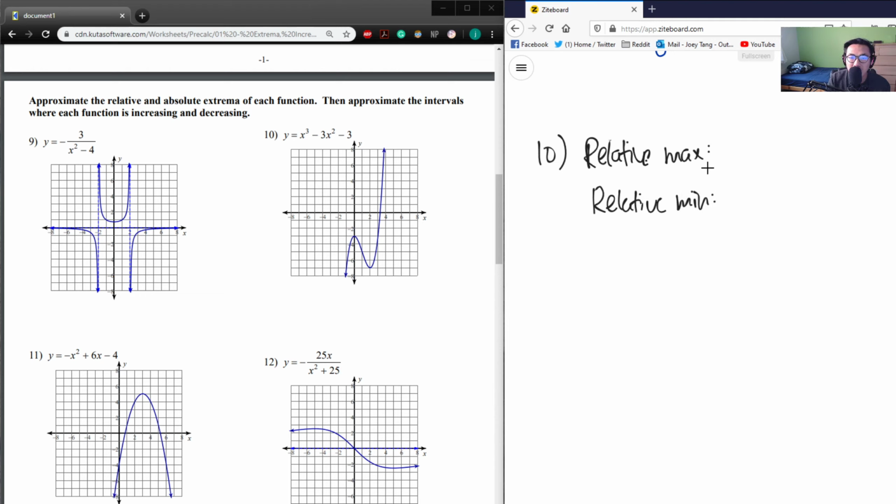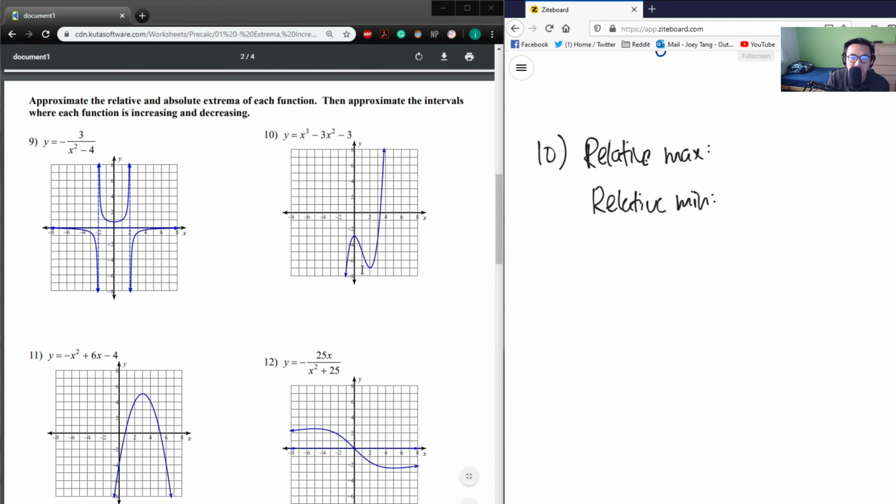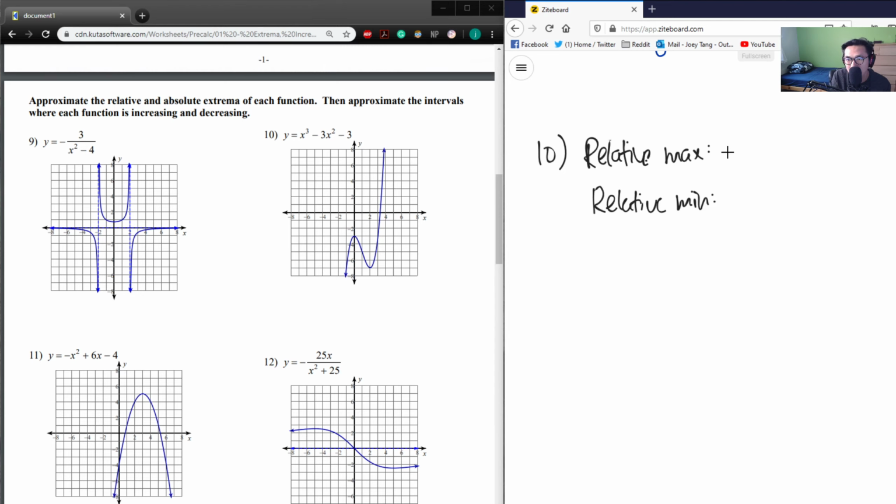So again, relative max. Do I have a relative maximum? Do I have a period of increase and decrease right after? I do, right? This is a period of increasing here, and then a period of decreasing right after. My y values are increasing from negative infinity to -3, and then it is decreasing right after. I have a relative maximum here. This point is 0 and -3. So I have a relative maximum of 0 and -3.